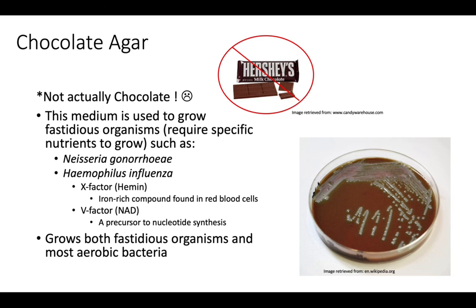Also, the conditions you incubate the plate in matter. So when we say we're incubating at 37 degrees in our room, that is aerobic conditions. They have access to oxygen. Some species are killed by too much oxygen. We have to be mindful of that as well.